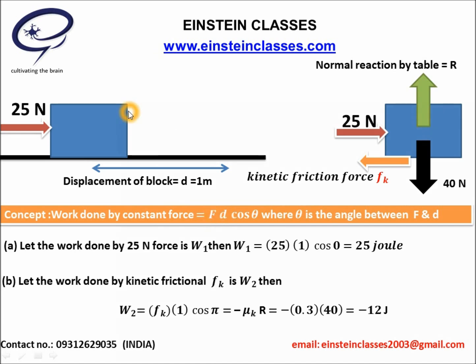For our convenience, we can draw the free body diagram so that we can analyze the different forces acting on this object. One is the 25 Newton force, another one is the normal reaction exerted by the horizontal surface, and the third one is the weight mg, which will be 40 Newton because the mass of the block is 4 kg and the acceleration due to gravity is 10 meter per second square.